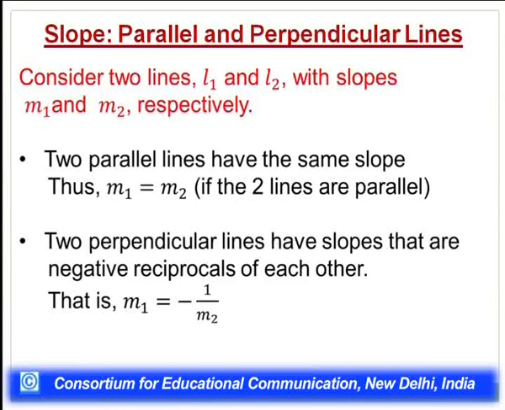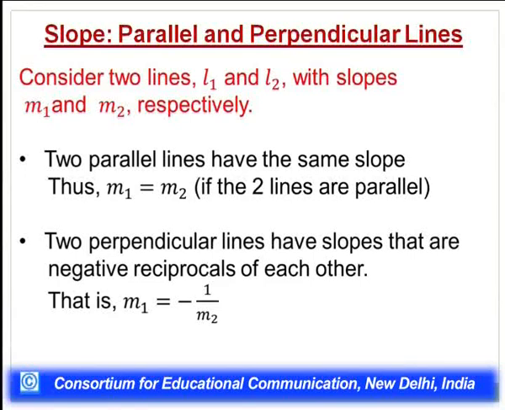Now, the second result is a result that needs some attention, needs a proof. It says that if we have two lines which are perpendicular to each other, they have slopes that are negative reciprocals of each other, which is to say that if, let's say, line L1 is perpendicular to line L2, then M1 is going to be equal to minus 1 divided by M2.